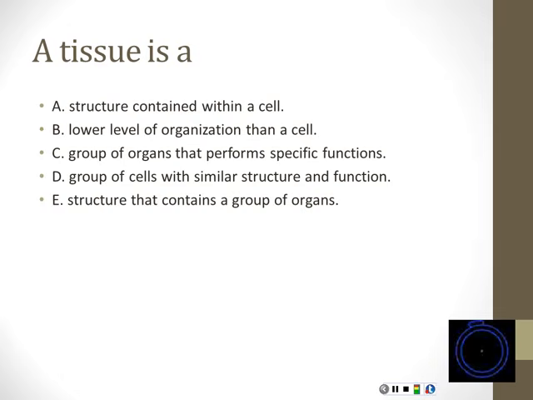So what is a tissue? A tissue is a group of cells with similar structure and function. Important to note that an organ is always made up of more than one tissue. All four tissue types, epithelial, connective, muscle, and nerve, are found in all organs. So don't confuse organ with tissue. Tissue is part of an organ, but it's a set of cells that are all doing the same thing.